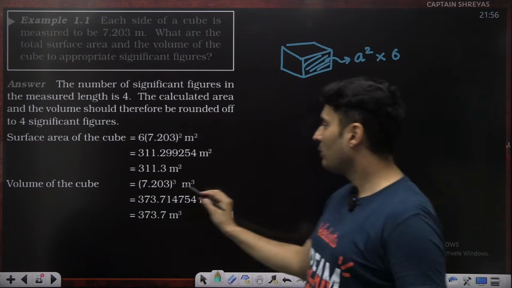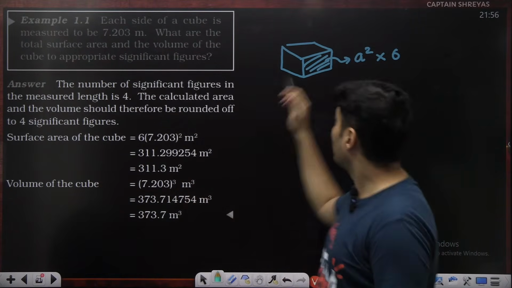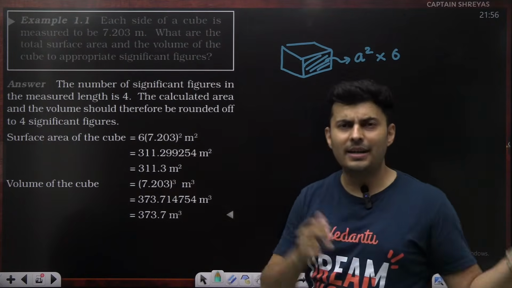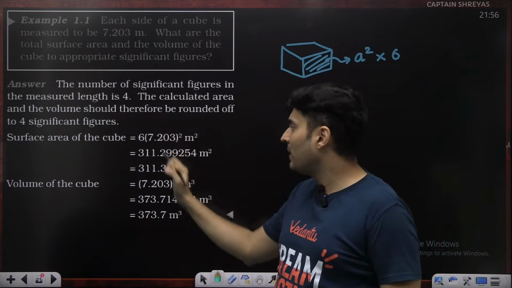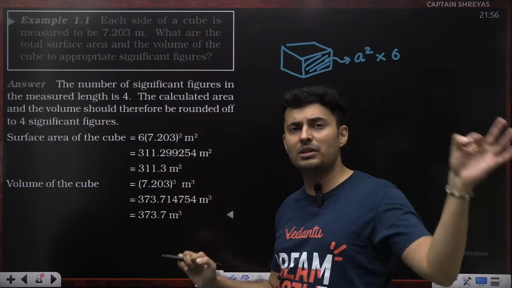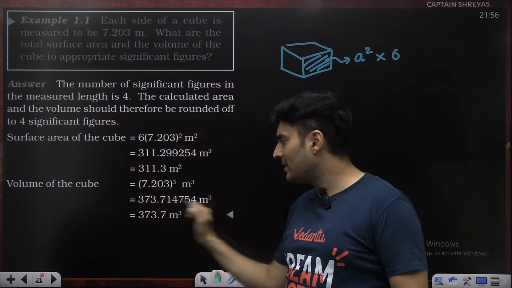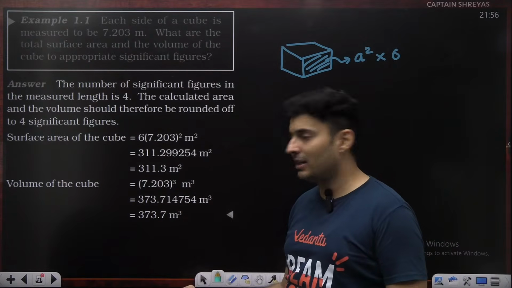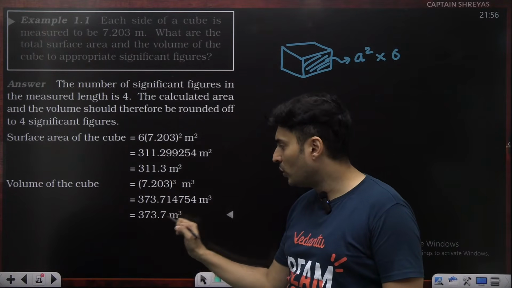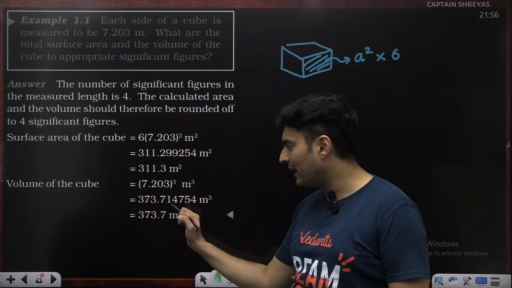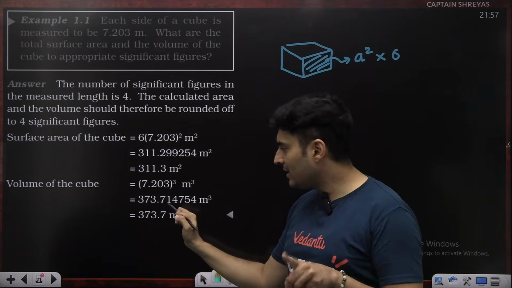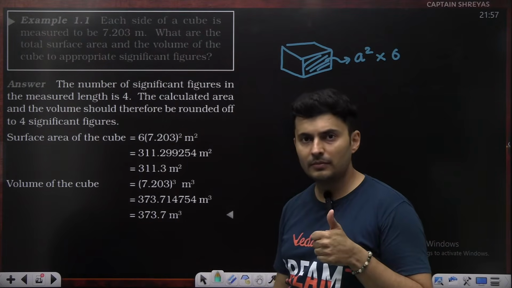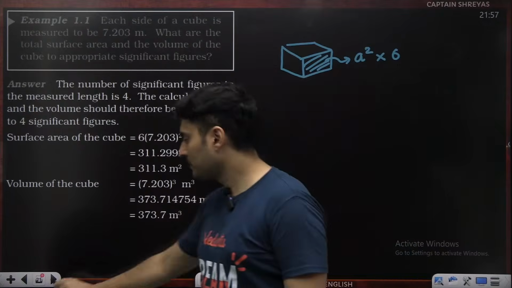Same thing over here. The volume of this cube will be side raised to 3, so side into side into side. Again, multiplication. So when you multiply 7.203 into 7.203 into 7.203, you get this as the answer with many significant digits. But since this had 4 significant digits, you will round it off to 4 significant figures. You can see the number 1 is less than 5. Hence, you have kept the previous digit as it is. Cool? That is how rounding off works.